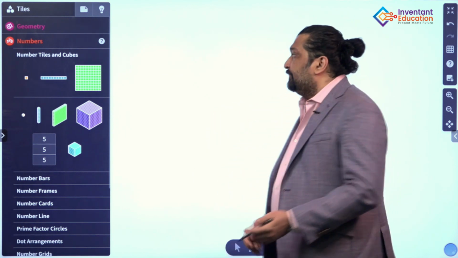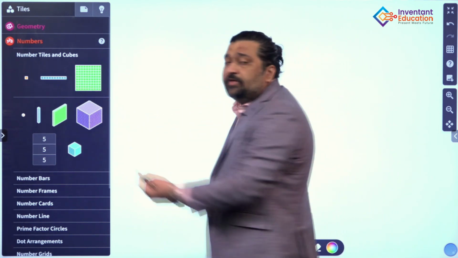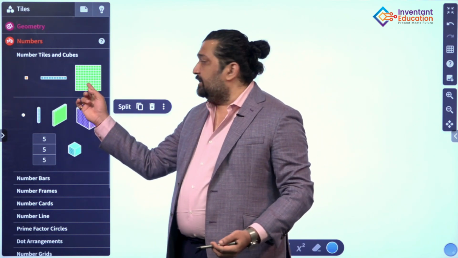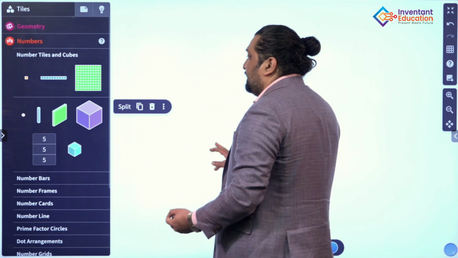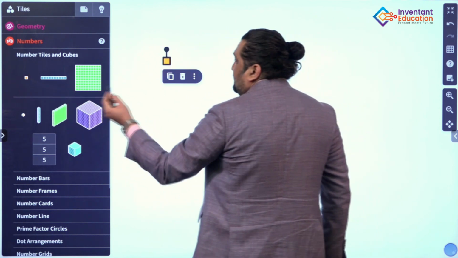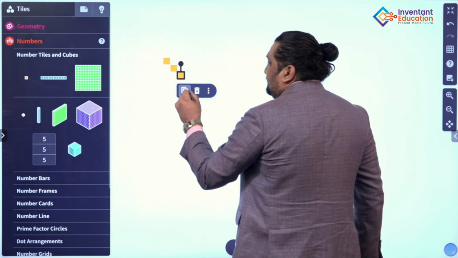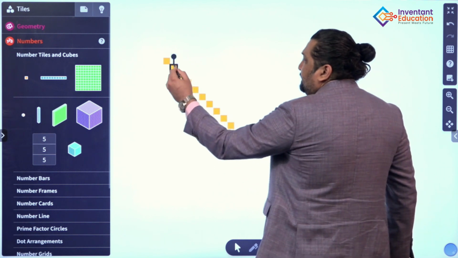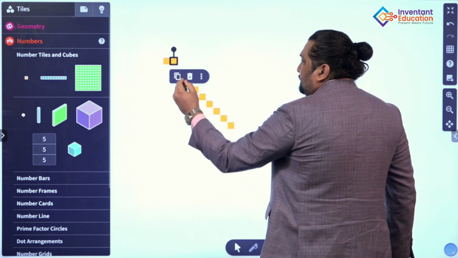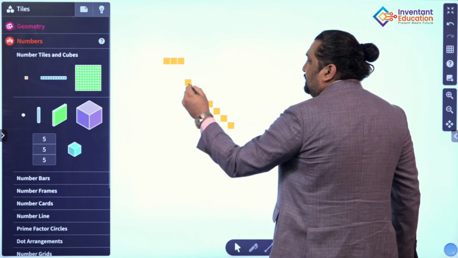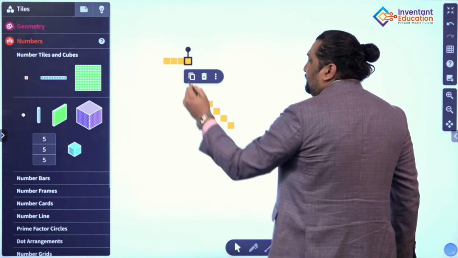Alright, so we have number tiles and cubes with us, in which we have a 1, a 10 and a 100. Now we will try and demonstrate how 10 ones make a 10. So I'll take 10 ones here. I can arrange them the way I like. So 1, 2, 3.